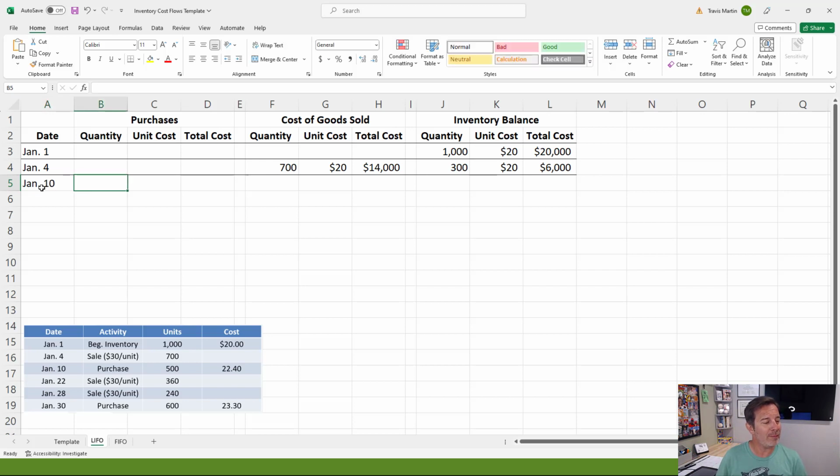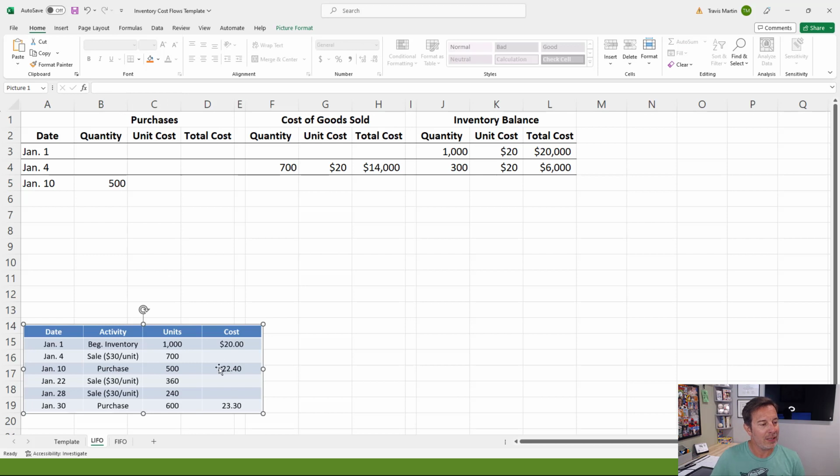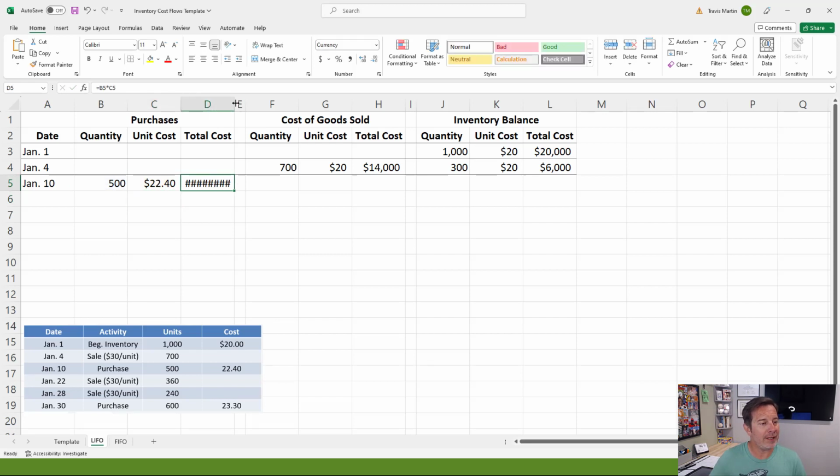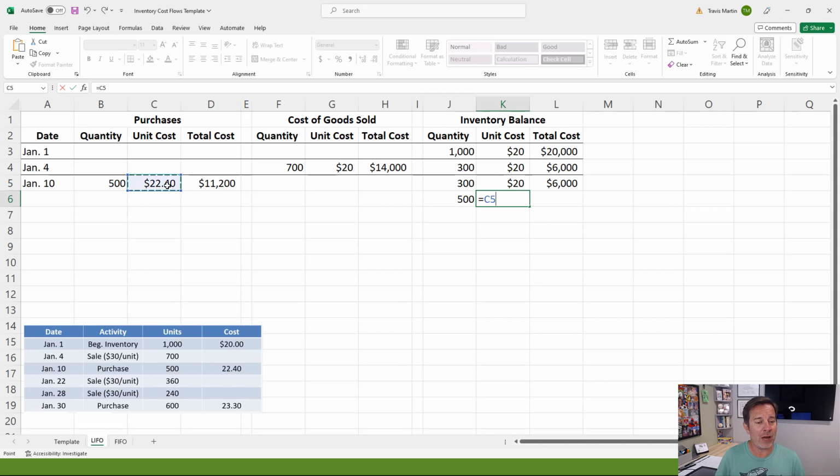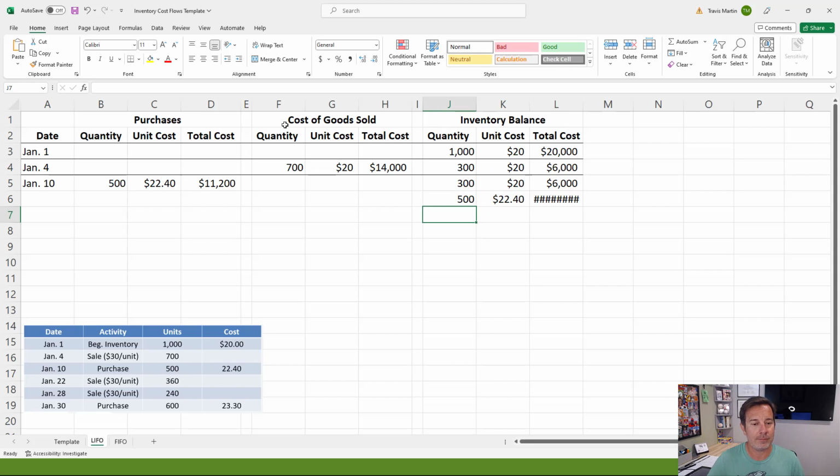January 10th, we bought inventory. We bought 500 units, as you can see right here, at a price of $22.40 per. We end up with 11,200 that we bought right there. So now we have two separate layers of inventory. We have a layer that we began with, and we have a new layer of 500 that we paid $22.40 for. So there we go.